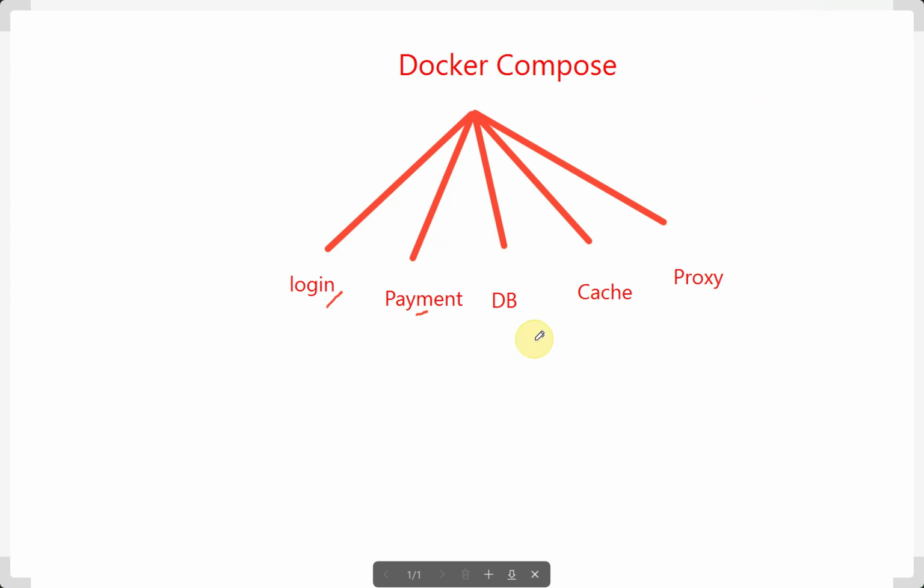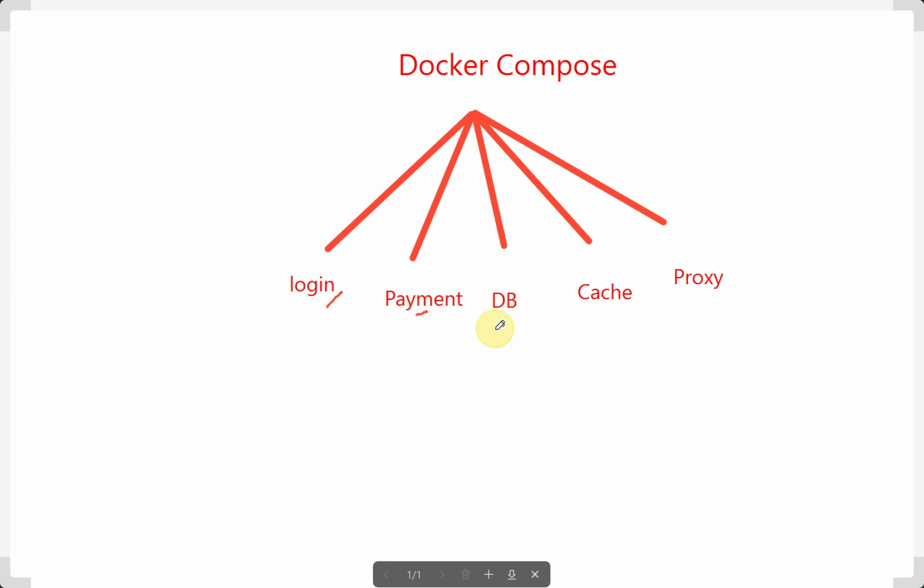Then how do we manage these? Should we create the Docker image for login service using Docker build, then create the container using Docker run? After that, Docker build for payment service, then Docker run for the same. Should we do this for all the 10 different services? We can do that, but that is not efficient, right? That doesn't make sense. Also, there can be interdependencies between the services. For example, before starting the payment service, DB service should be up. How do we ensure these kind of dependencies?